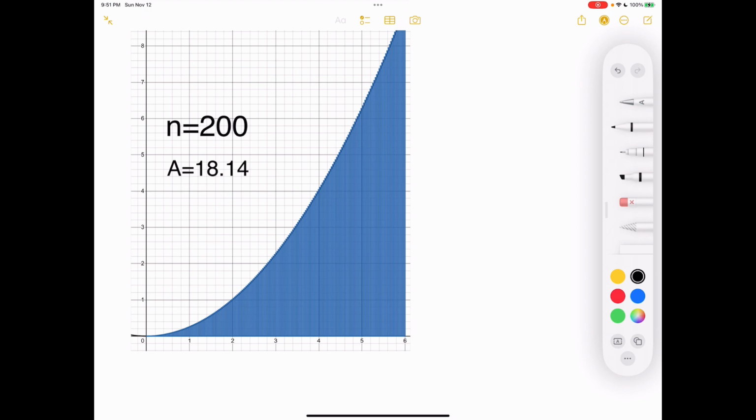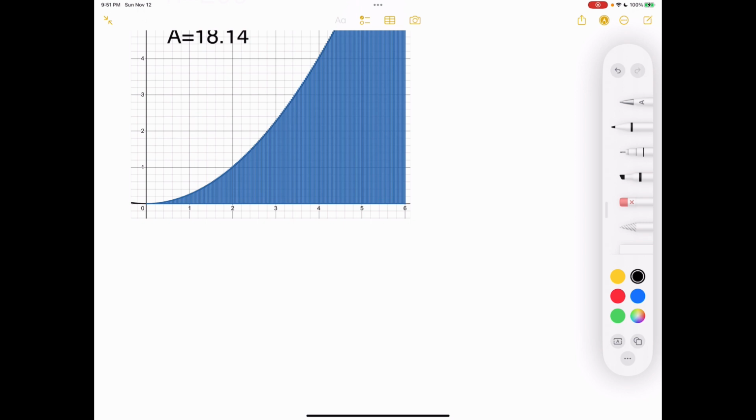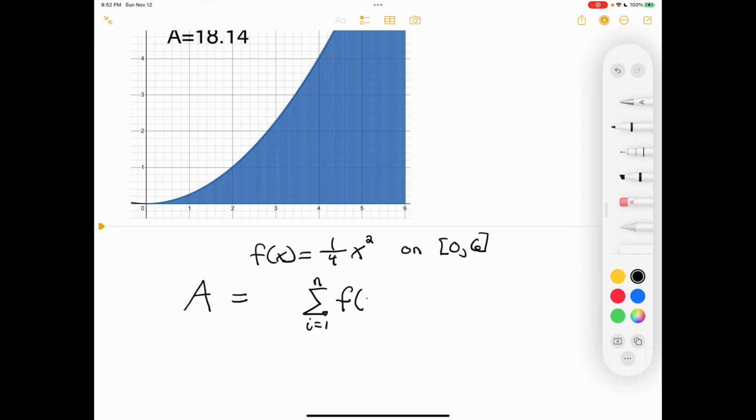And I'm going to state the following. The exact area under the curve of f of x, which is 1/4 x squared, from 0 to 6, well, here is our formula that we used in part 1.